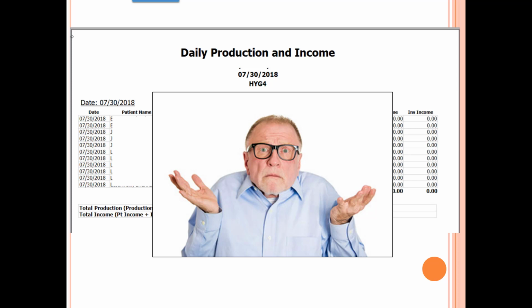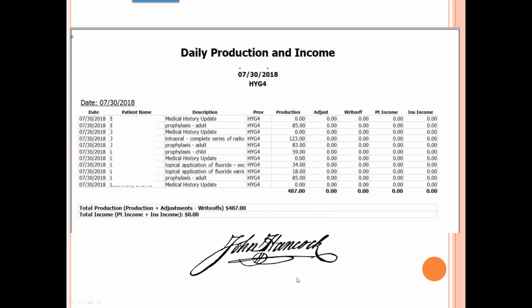You go through each one of those patients at the end of the day and say, yes, that's what I did. No, I didn't want to charge for that. Or yes, I did want to charge for that x-ray. Make your corrections. Print a new day sheet that's correct. And then you sign it. Each provider is going to sign their own day sheet once it's correct.